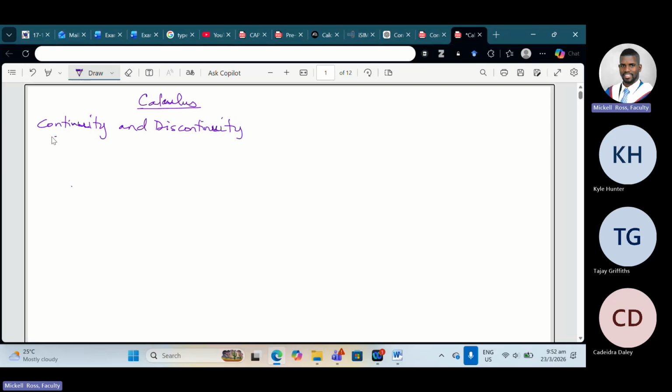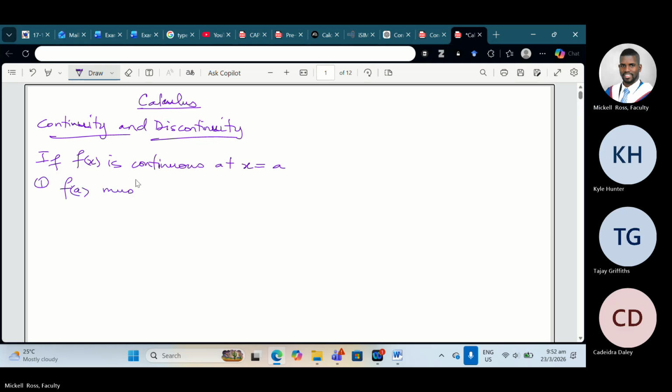So we're looking at continuity and discontinuity. We learned that if f of x is continuous at x equal to some number, let's say x equal to a, then the following conditions must be met. 1, f of a must exist. 2, the limit as x tends to a of f of x must exist.